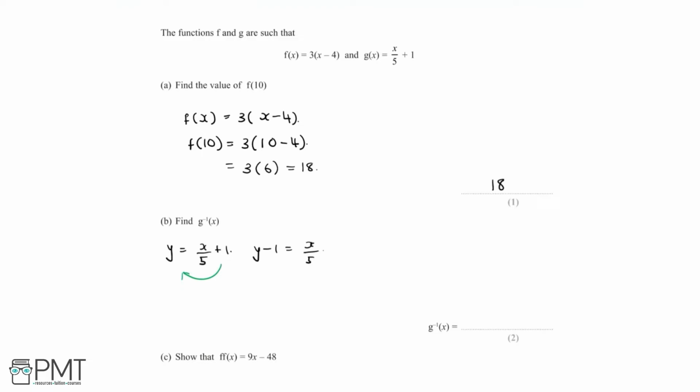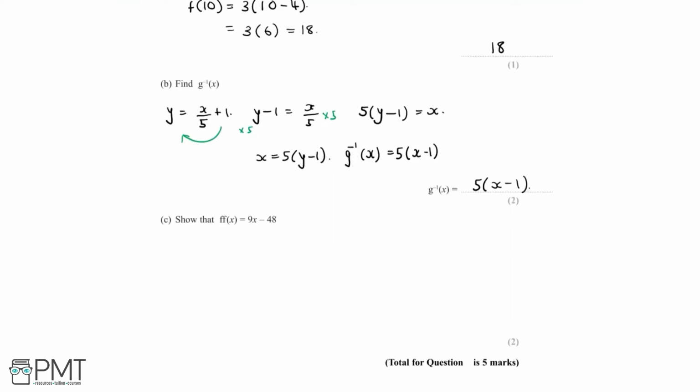Now to make x the subject of the formula, we want to multiply both sides by 5. And so we have 5(y − 1) is equal to x. Now since we have x is equal to 5(y − 1), we can say that the inverse function of g can be written as g⁻¹(x) is equal to 5(x − 1), which we can write down in our answer box below.